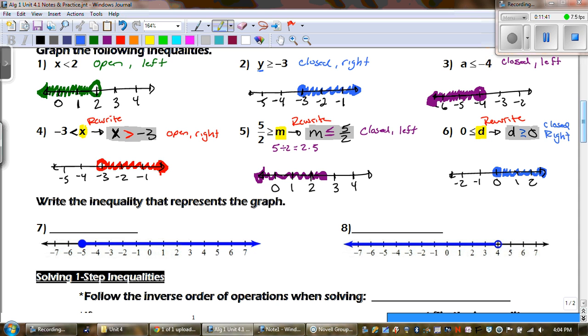Now we have to go backwards. They gave us a graph, and we have to draw it. You can pick any variable you want to, whatever the first variable you think of in your mind. Okay? I'm going to go with the g.